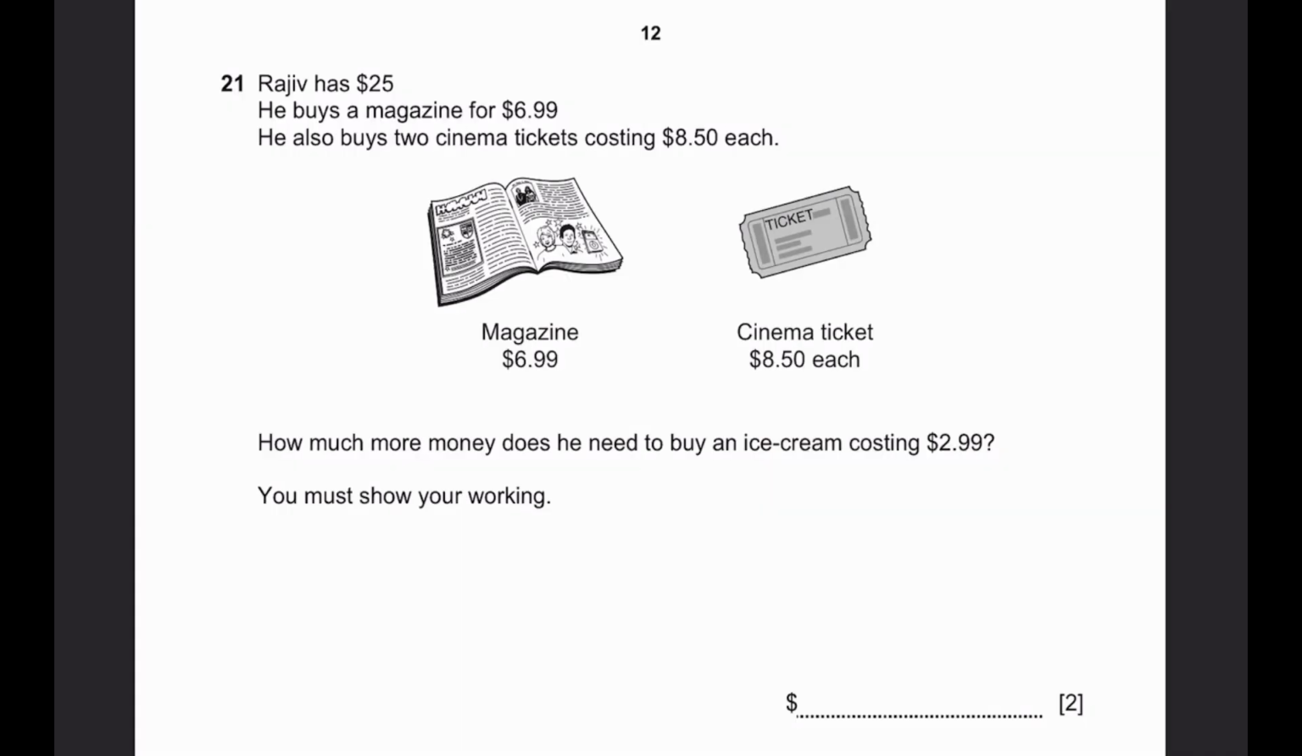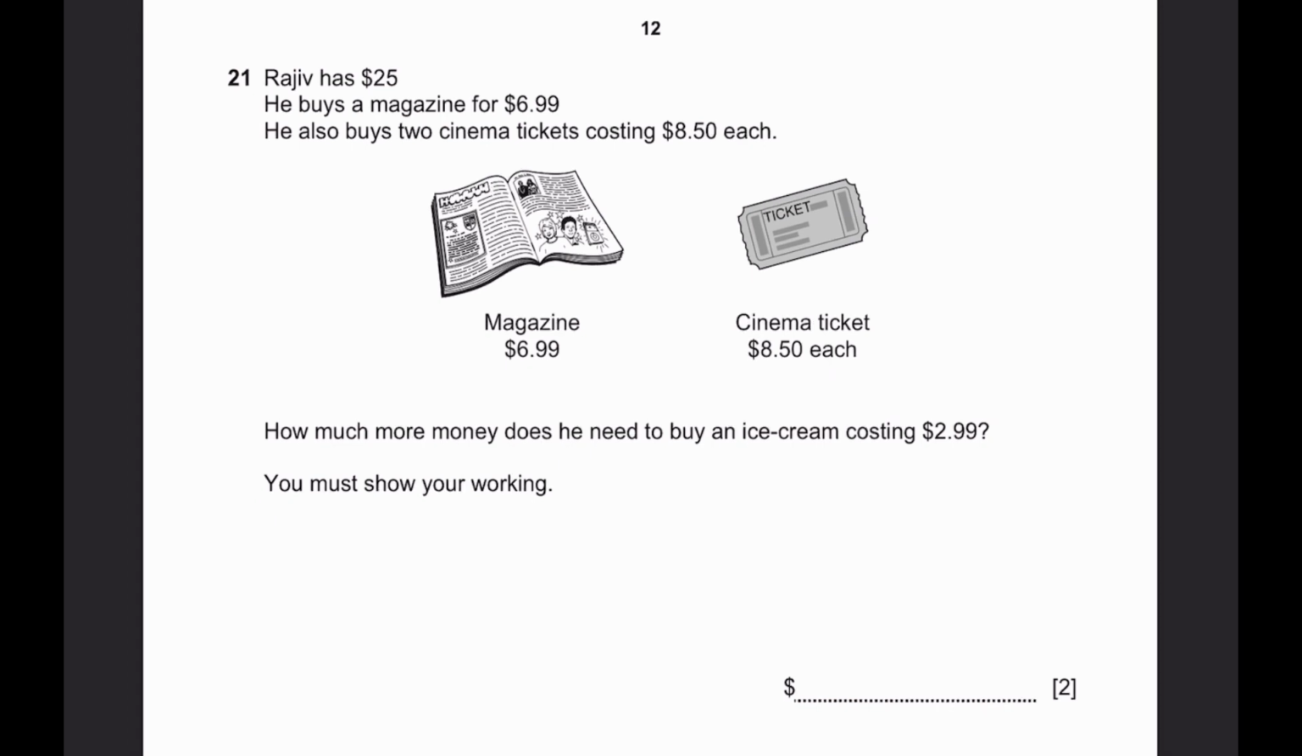Question 21. Rajiv has $25. He buys a magazine for $6.99. He also buys 2 cinema tickets costing $8.50 each. How much more money does he need to buy an ice cream costing $2.99? You must show your working.